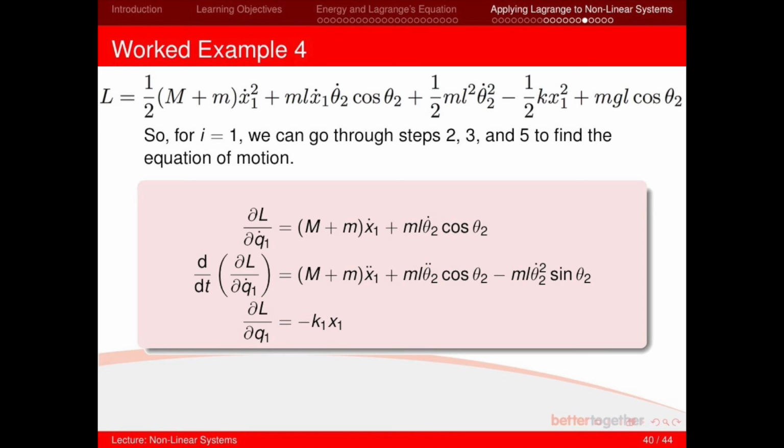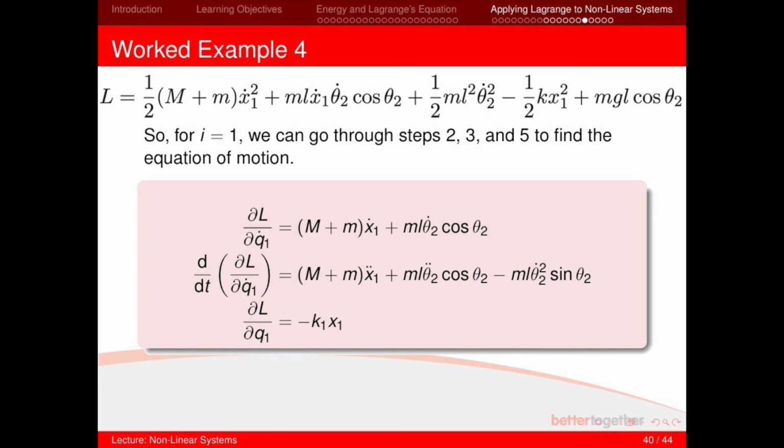The second term, we've just got x1 dot on its own, so you take the derivative of that, that just disappears, we end up with ml theta 2 dot times by cosine of theta 2. So that's the first line. Take the time derivative of that, well anything with a dot on becomes a double dot, okay? But because that second term, the ml theta 2 term, cosine of theta 2, both theta 2 and theta 2 dot terms vary with time, so you've got to use the product rule, which is why we end up with 3 terms for the next line down.